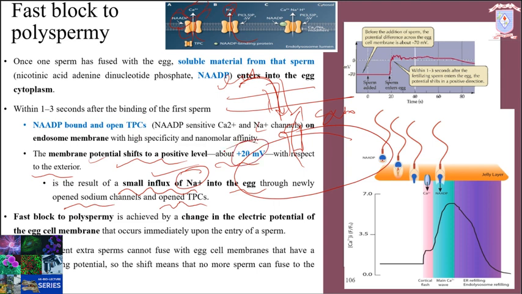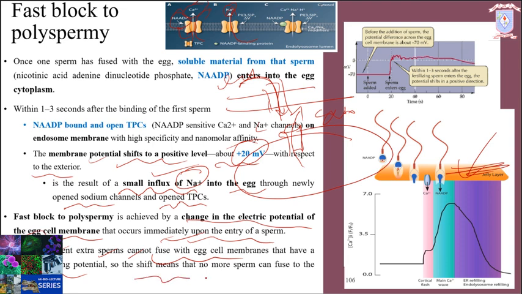So the fast block to polyspermy is activated by changing the electrical potential of the egg cell membrane, which occurs immediately upon the entry of sperm. The change in the membrane potential is very quick in action, and this occurs immediately upon the entry of sperm. After this event, extra sperm cannot fuse with the egg cell membrane that has a positive resting potential. Because of the positive resting potential, plus 20 millivolts, of the egg cell membrane, further sperm cannot enter into this so-called fertilized egg.